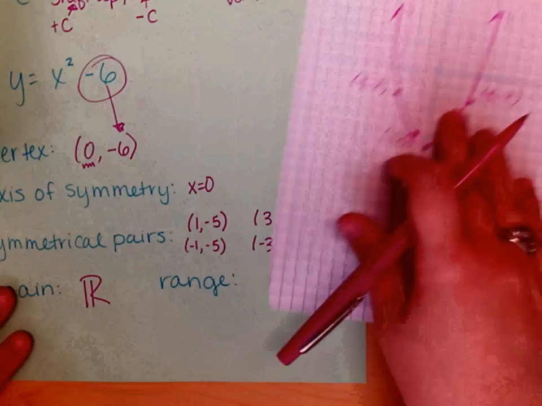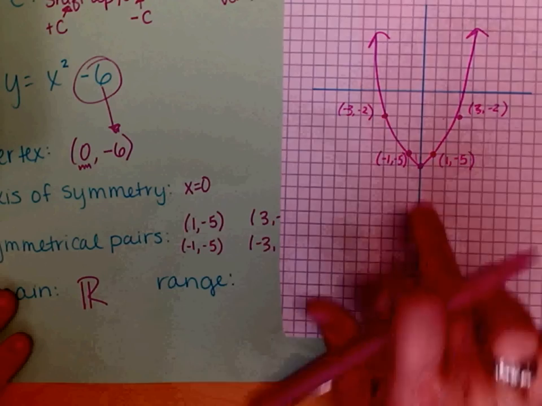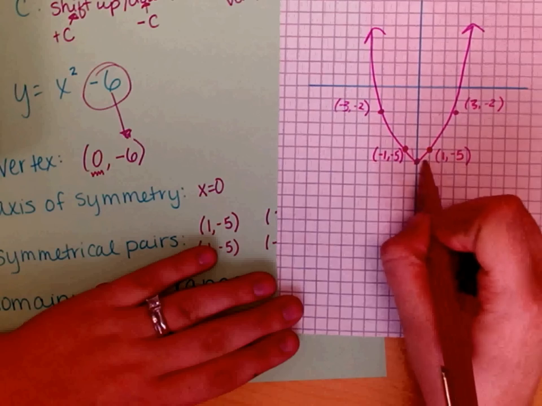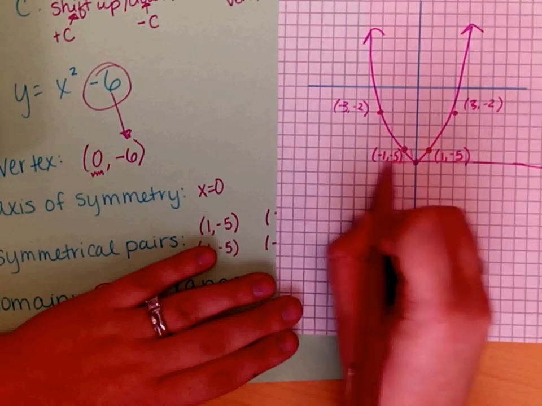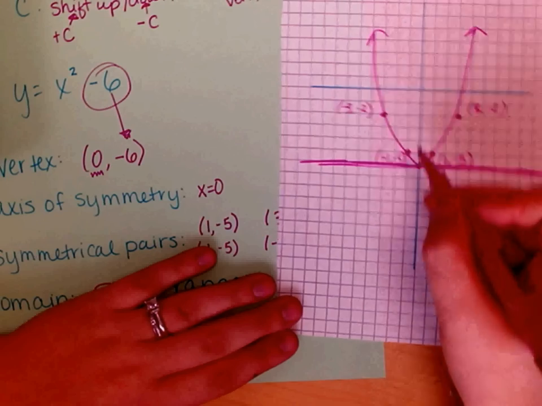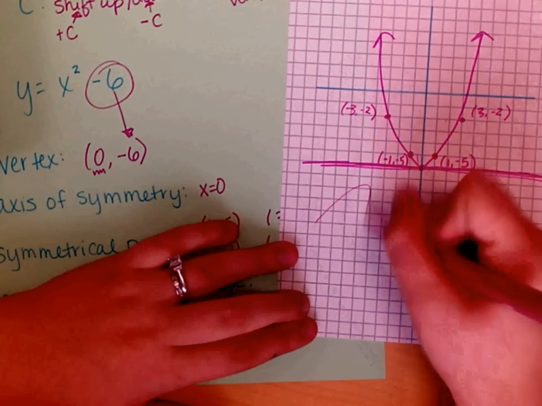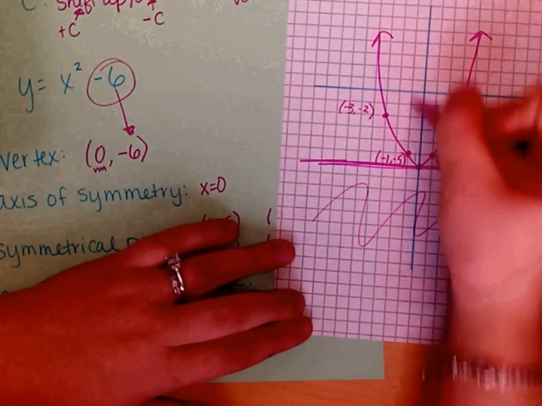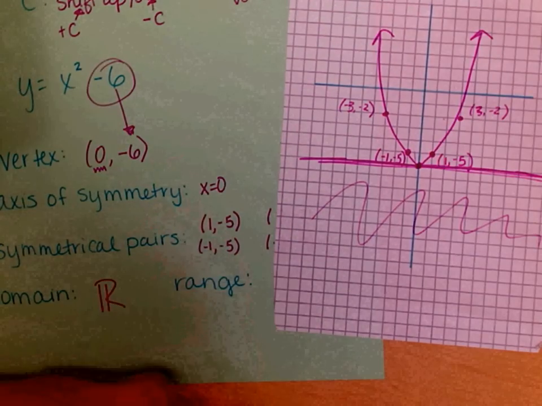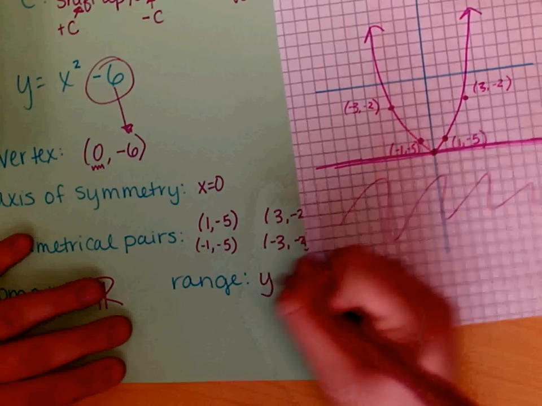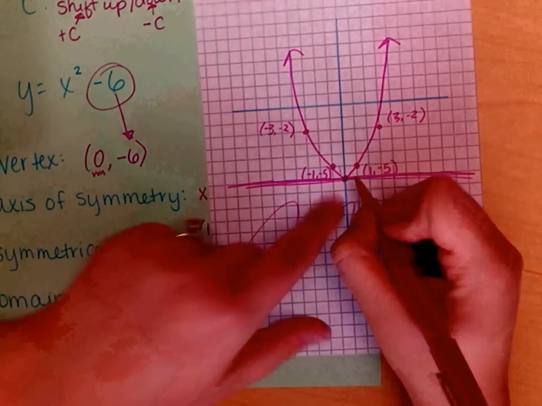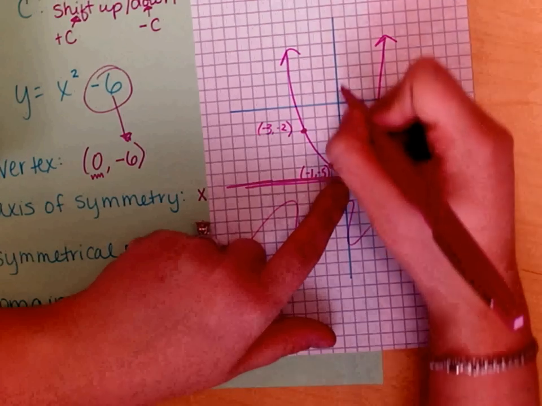Your range is going to change depending on your vertex. It's going to change depending on your C value. So just like what we would do if this was a linear function, you can kind of mark your graph off and say, okay, my y values, where would my y values stop? Would I ever have any y values down here? No, because my graph does this. So I know my y values can never be less than negative 6, or y has to be greater than or equal to negative 6. Because it can be negative 6, negative 5, and keep going all the way forever, like these arrows said.